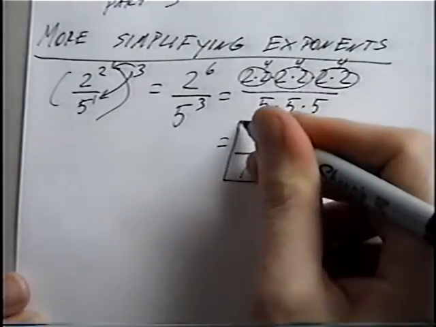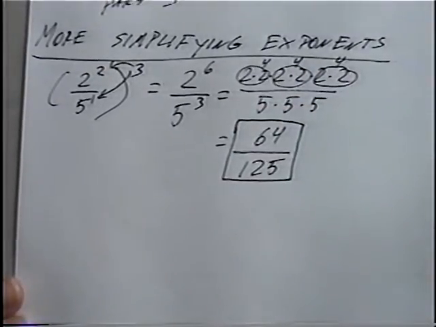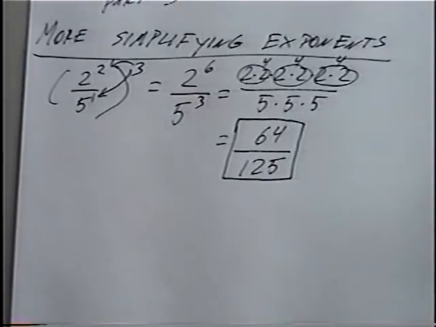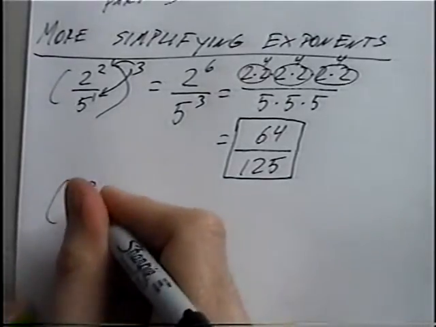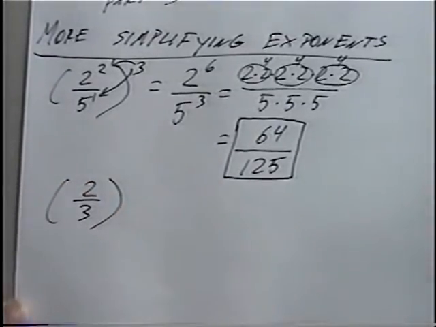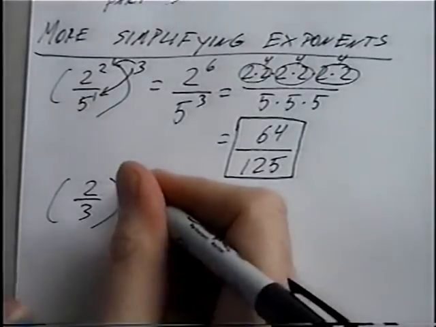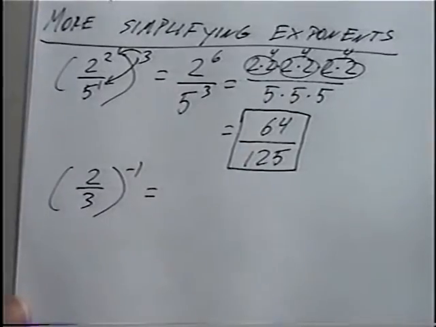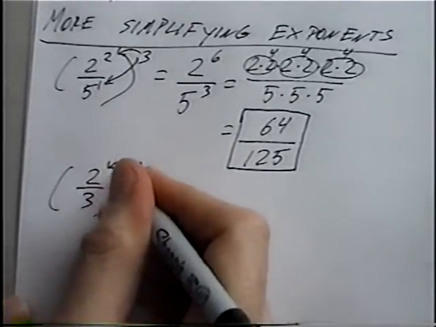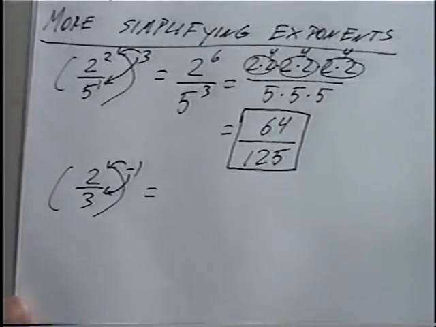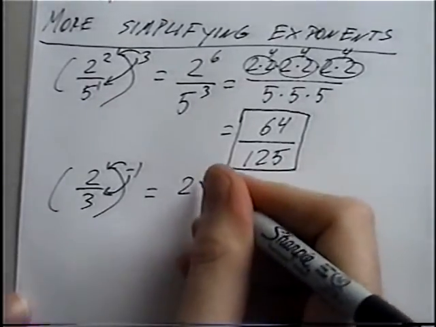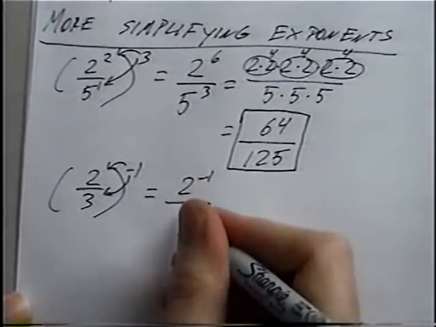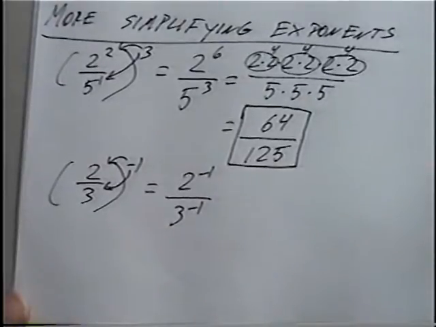Check to see if you can reduce fractions. This one cannot be reduced, so your final answer is 64 over 125. Second question. Inside parentheses is the fraction 2 over 3, to the negative 1 power. This negative 1 exponent again goes to each number and each term inside the parentheses. So it'll be 2 to the negative 1 power and also 3 to the negative 1 power.